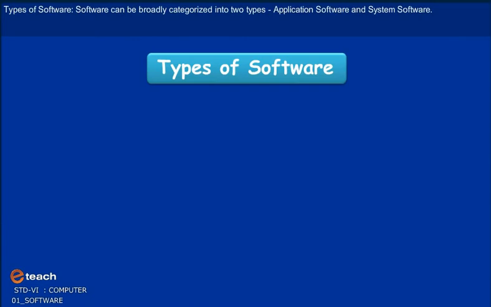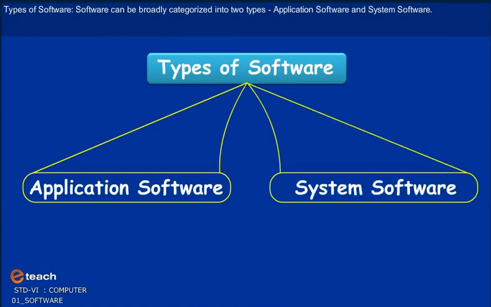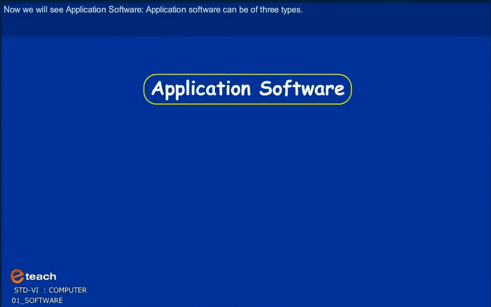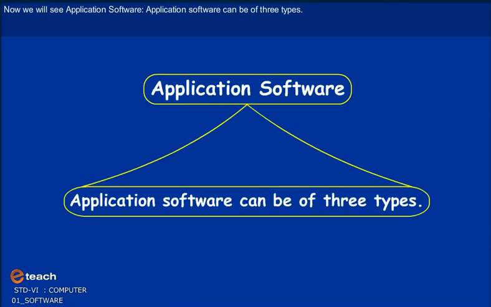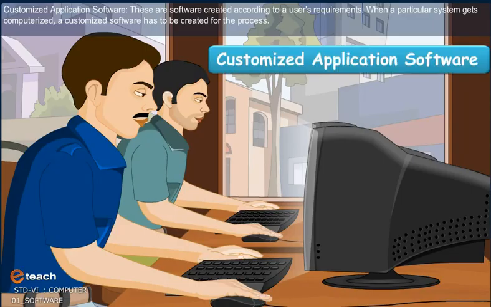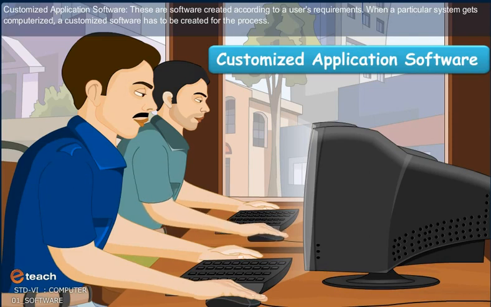Types of software. Software can be broadly categorized into two types: application software and system software. Now we will see application software. Application software can be of three types. Customized application software. These are software created according to a user's requirements. When a particular system gets computerized, a customized software has to be created for the process.